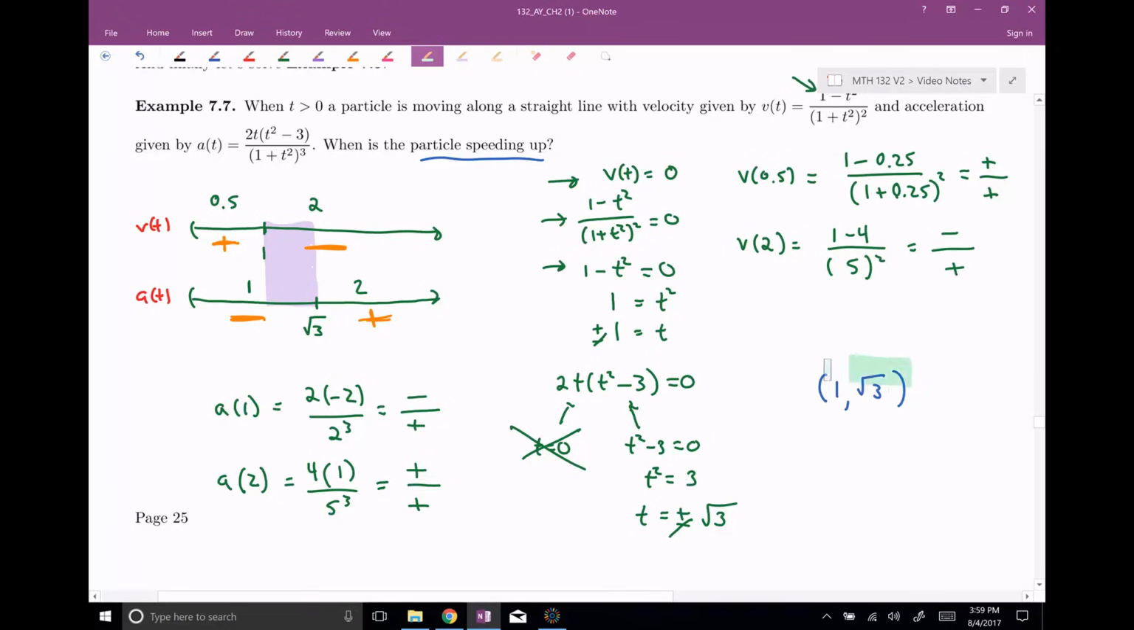And so this is a great technique because we've avoided having to take the derivative of something with an absolute value.